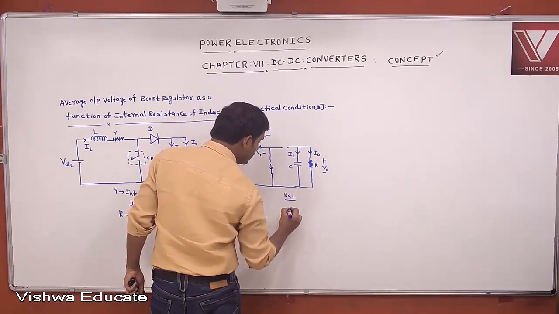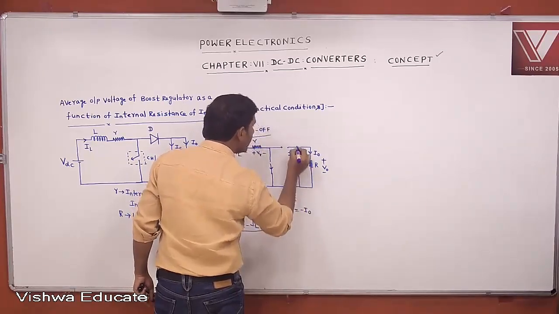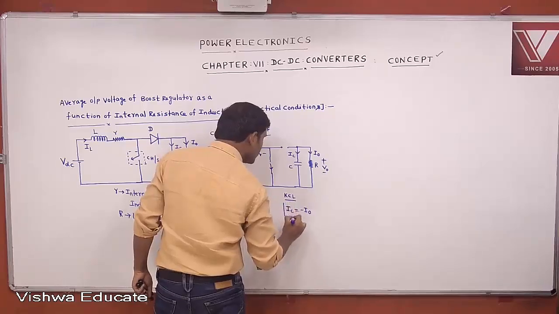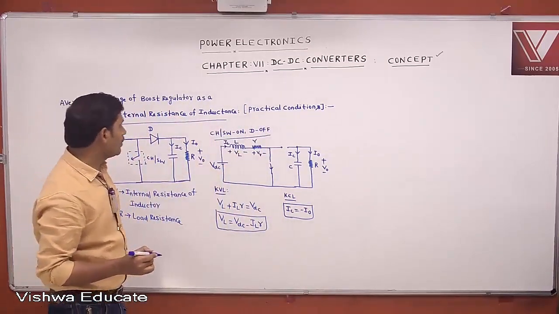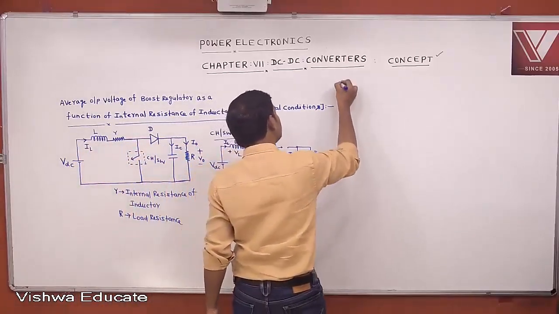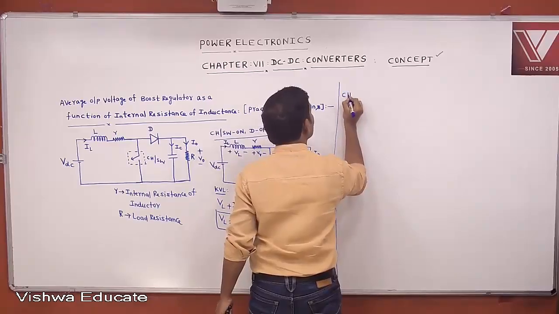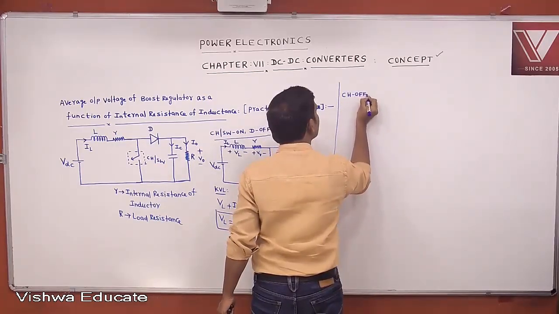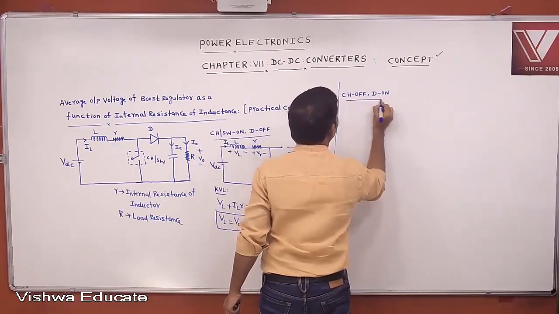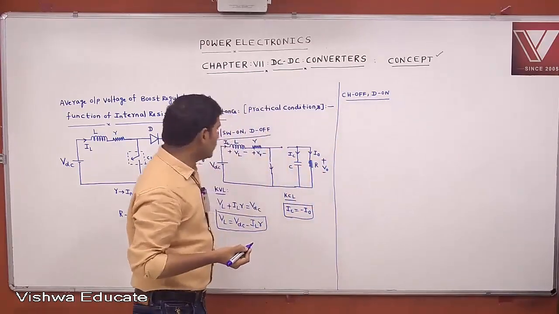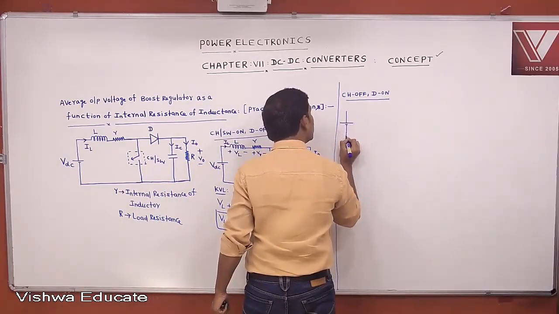Yes, IC equal to minus I0, that is IC plus I0 equal to 0. IC equal to minus I0. This is the case when the chopper is on. If the chopper is off, chopper is off means which device is on? The diode is on. Can you draw the equivalent circuit? Chopper is off, diode is on.